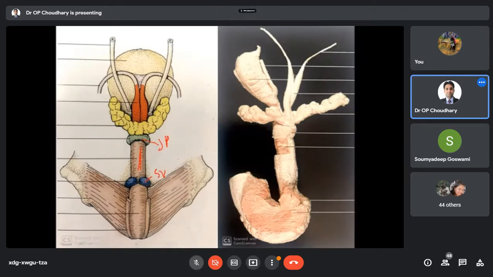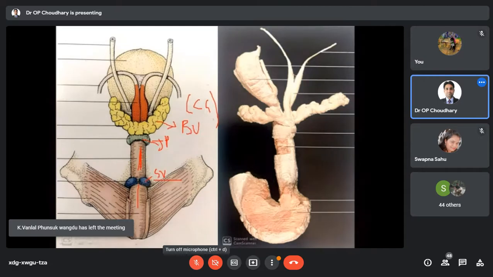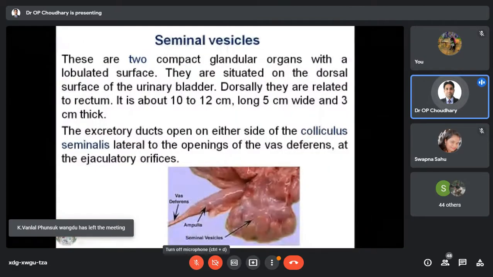So this urethra, there are three glands. One is the seminal vesicles. These are the accessory sex glands. Number 2 is the prostate, and number 3 are the bulbourethral glands. And these bulbourethral glands are also called Cowper's gland. So firstly, the seminal vesicles.